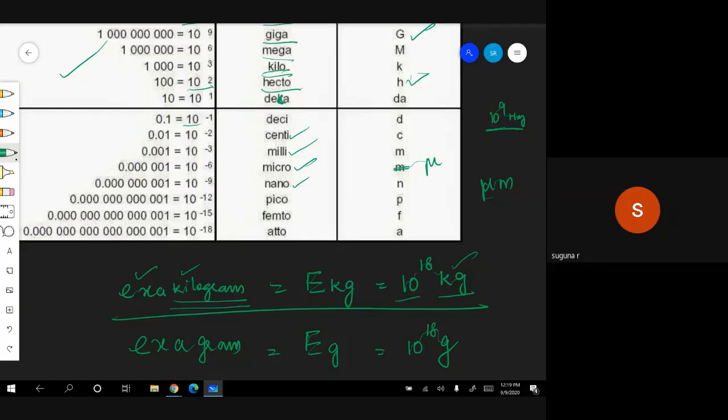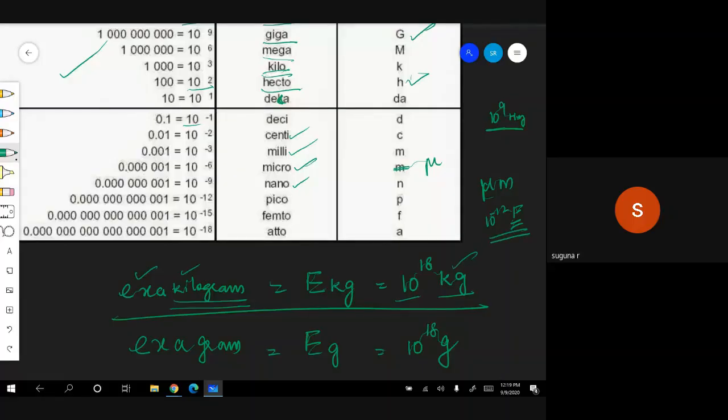Pico. Pico is used now. Like next year, you'll be using very commonly picofarad. The capacitance of a capacitor is usually in picofarad, microfarad. Farad is a unit for capacitance. You people use a condenser for that. Anyhow, next year you'll be studying.